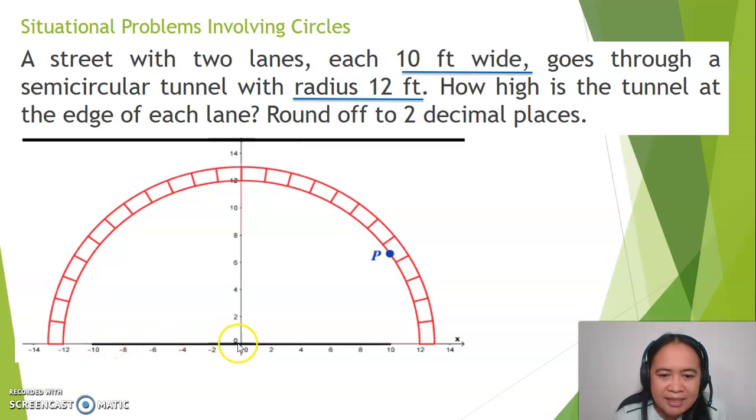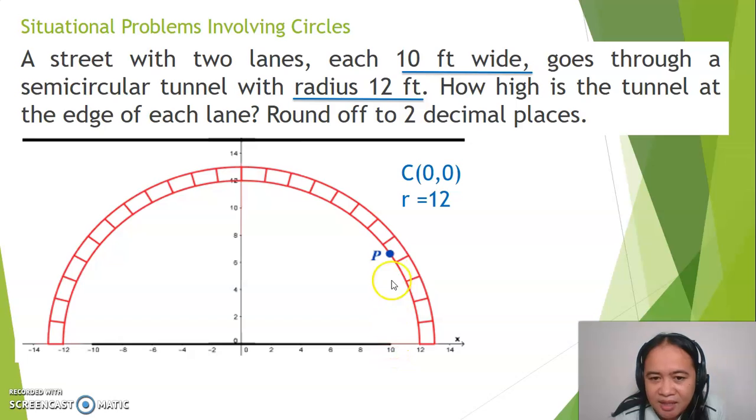Now it is asked, at the edge of the road, how high is the tunnel? So at this point, let's identify properties. The center here is 0, 0, and of course, the radius is 12. Another thing, the coordinate of this P here, we move 10 here, then go up, and we don't know the value of the height, so that would be unknown.